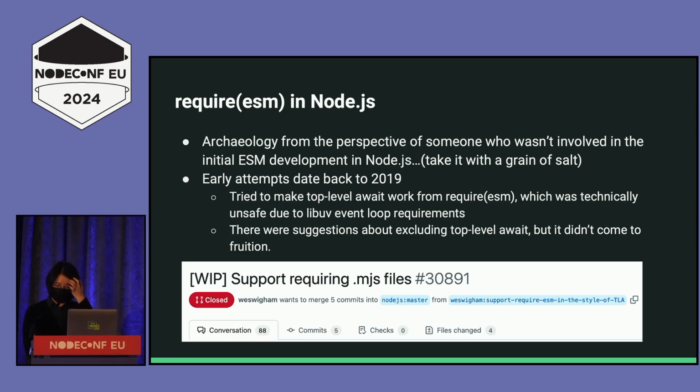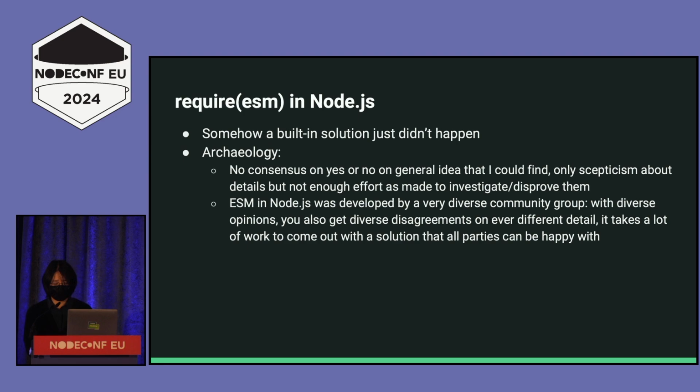So there were some early attempts to support this, even back in 2019, before ESM was stable in Node. There was an attempt that also tried to handle top-level await from require, but it was technically unsafe and could lead to crashes. At that point, there were suggestions about not supporting top-level await from require, but the discussions got heated and distracted, I guess, and eventually didn't come to fruition. So as far as I could find, there wasn't a clear consensus on yes or no on the general idea.